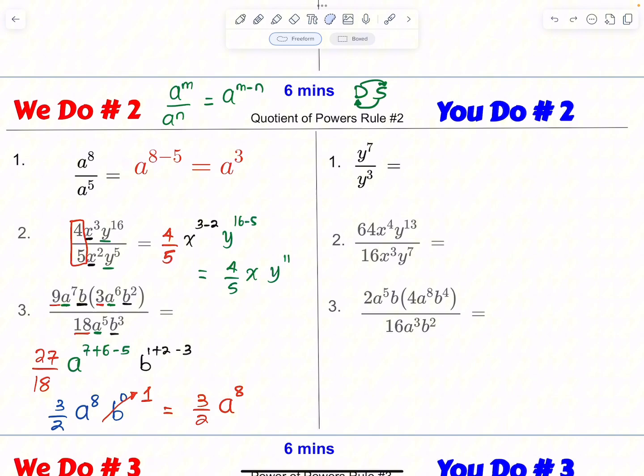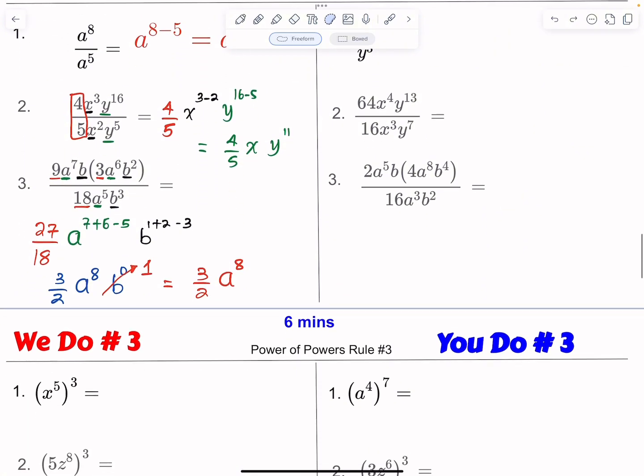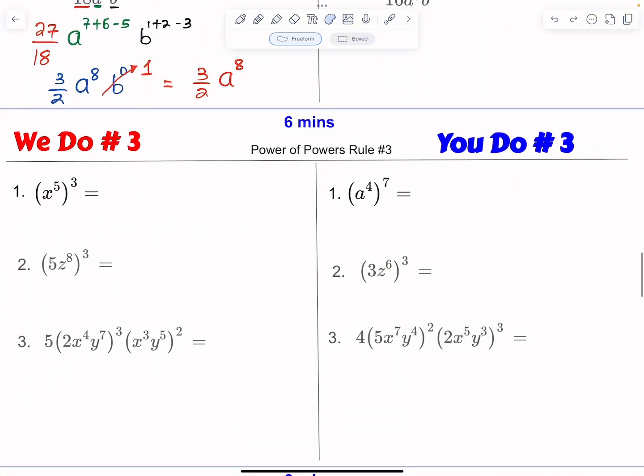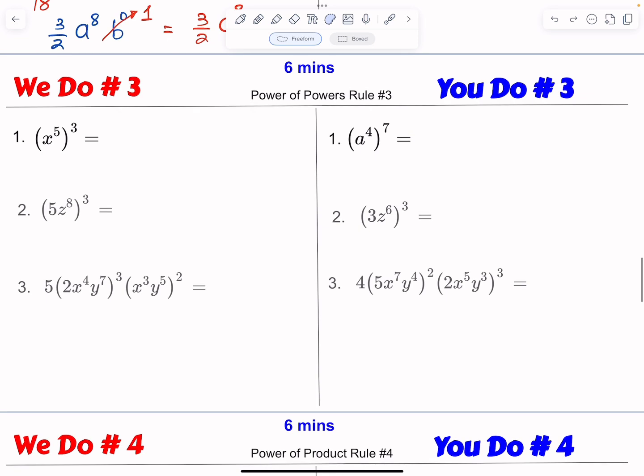I'll be looking forward to seeing your solution. Now let's see another rule. Another rule is called the power of power rule.